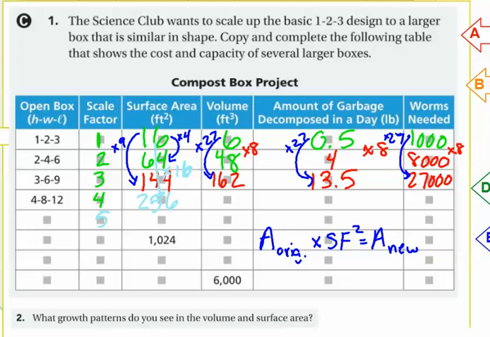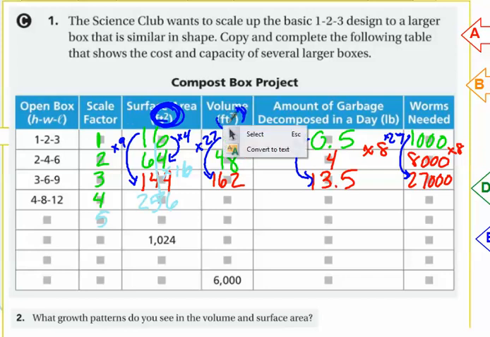When I'm talking about volume, because this was squared, I squared each of my scale factors. Now, because this volume is cubed, I am going to cube my scale factors. Let's see if my trends happen to be that.